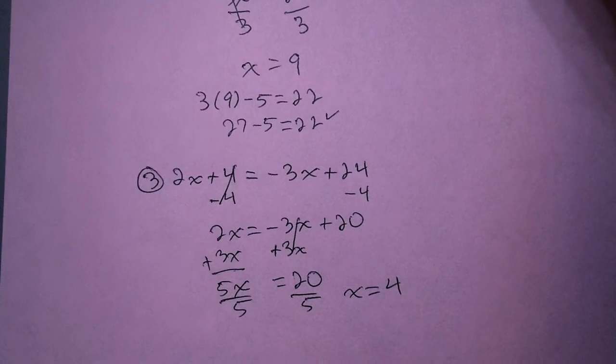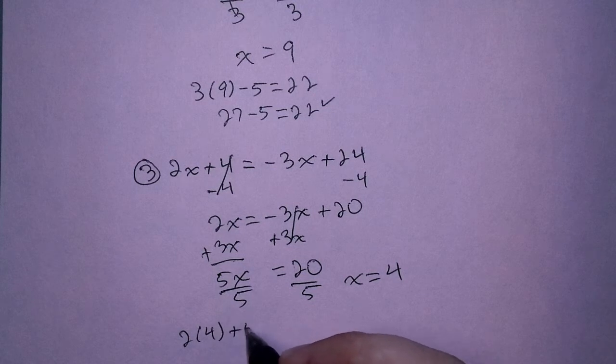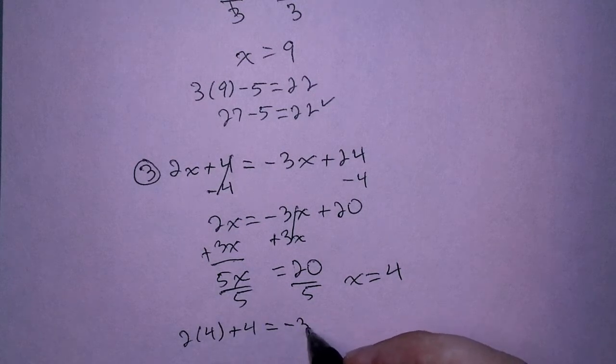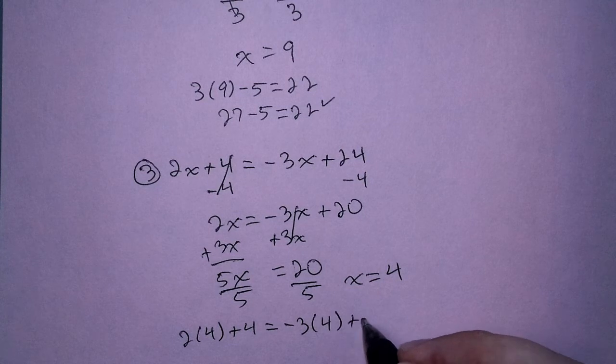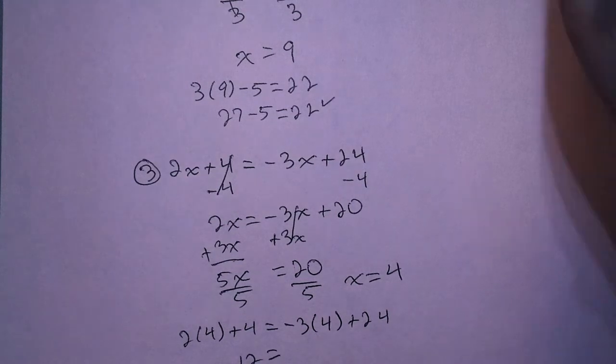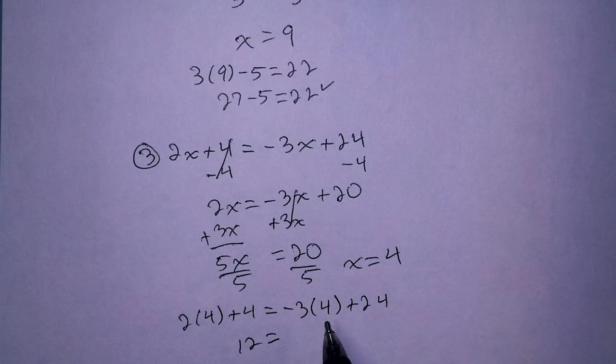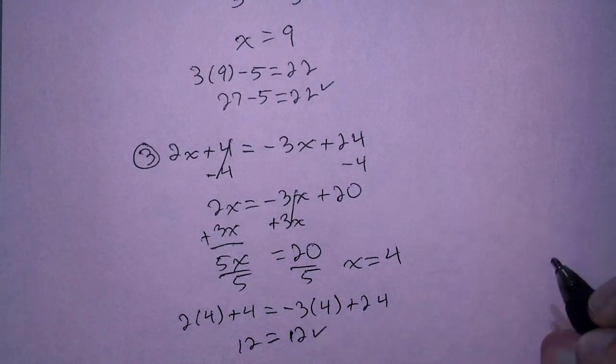Last thing, go back and plug this in. So 2 times 4 plus 4 should equal negative 3 times 4 plus 24. 2 times 4 is 8. 8 plus 4 is 12. And now, negative 3 times 4 is negative 12 plus 24, and that is also 12. So this one does check out.